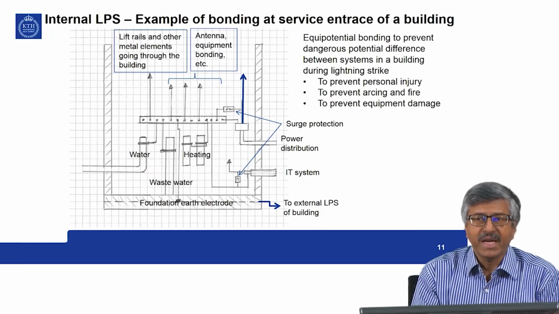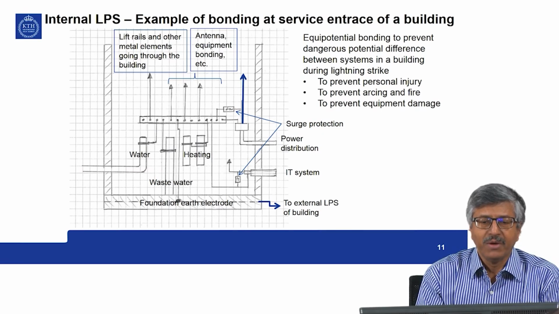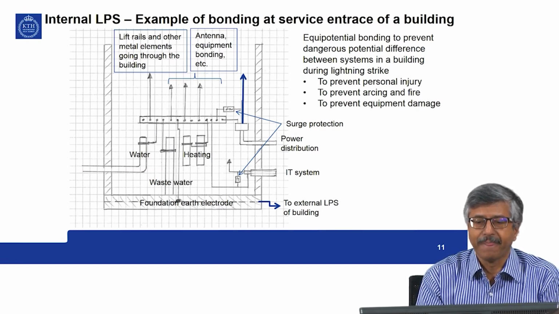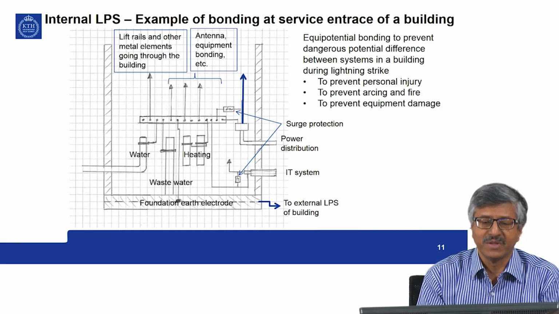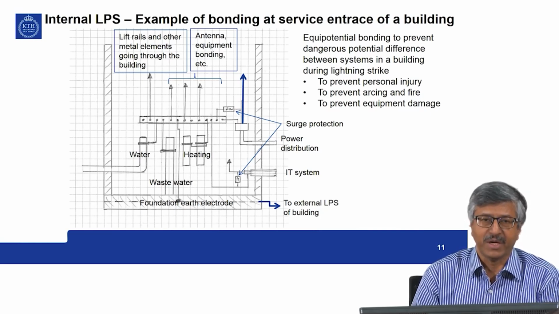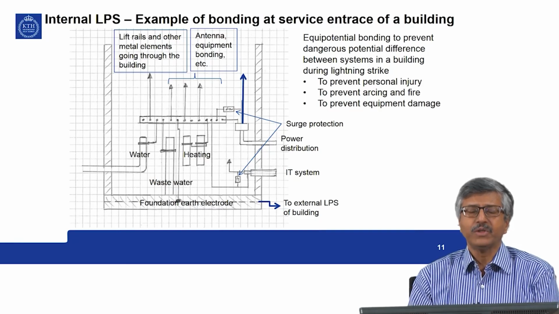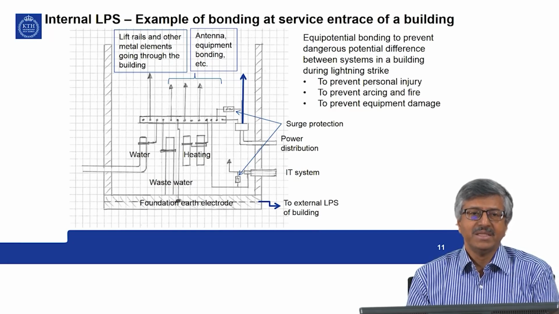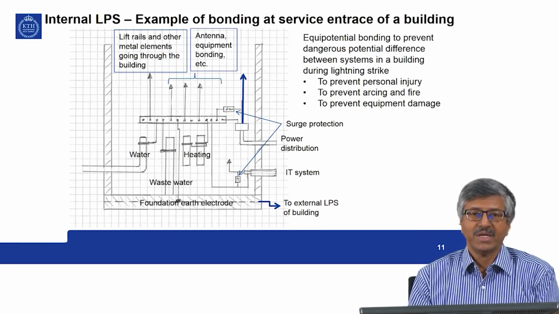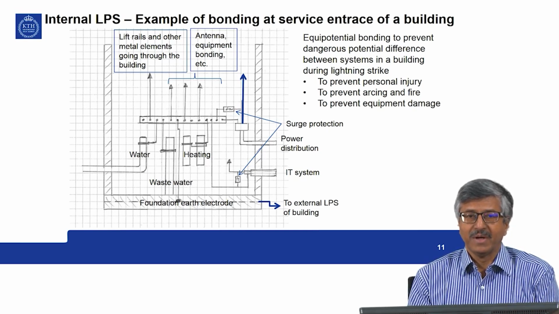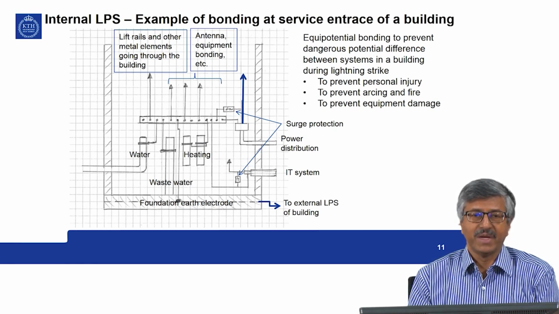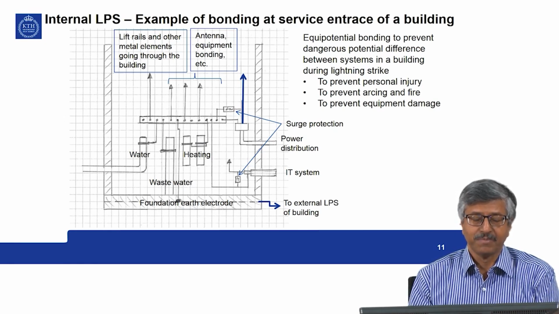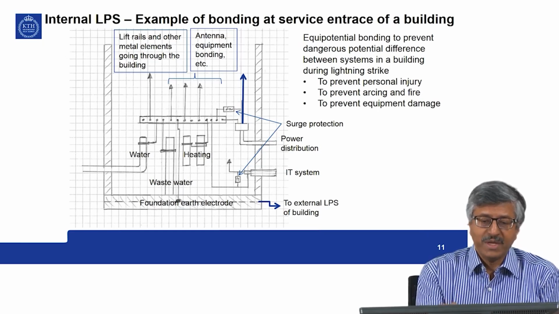Now, coming to internal lightning protection, I would like to give one example of bonding at the service entrance of a building, because this is very crucial for internal lightning protection. Often most of the damage inside a building from lightning is done by electric shock, sparking and the resulting fire because of the uncontrolled entry of currents and uncontrolled development of voltages. So, bonding is very important for that.